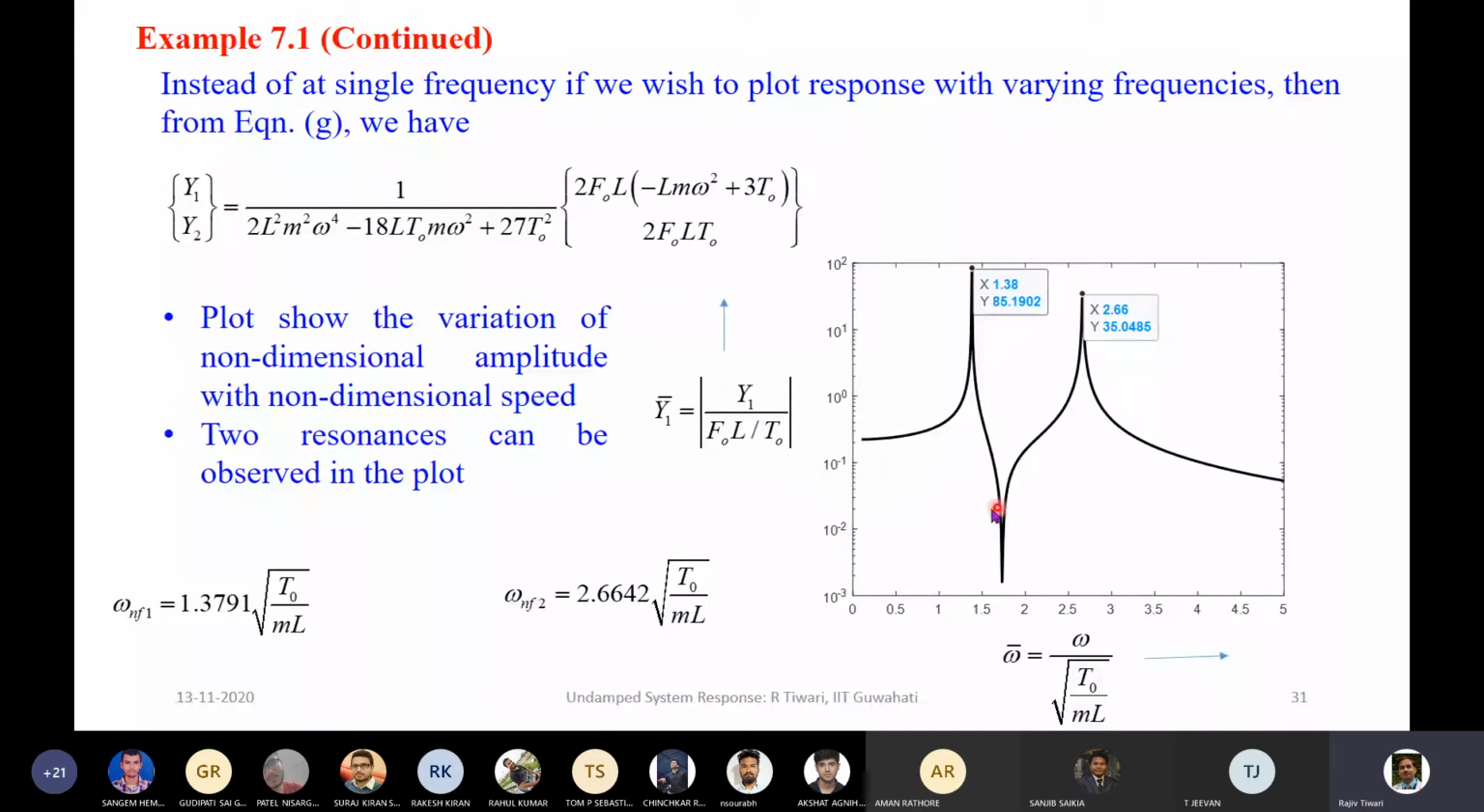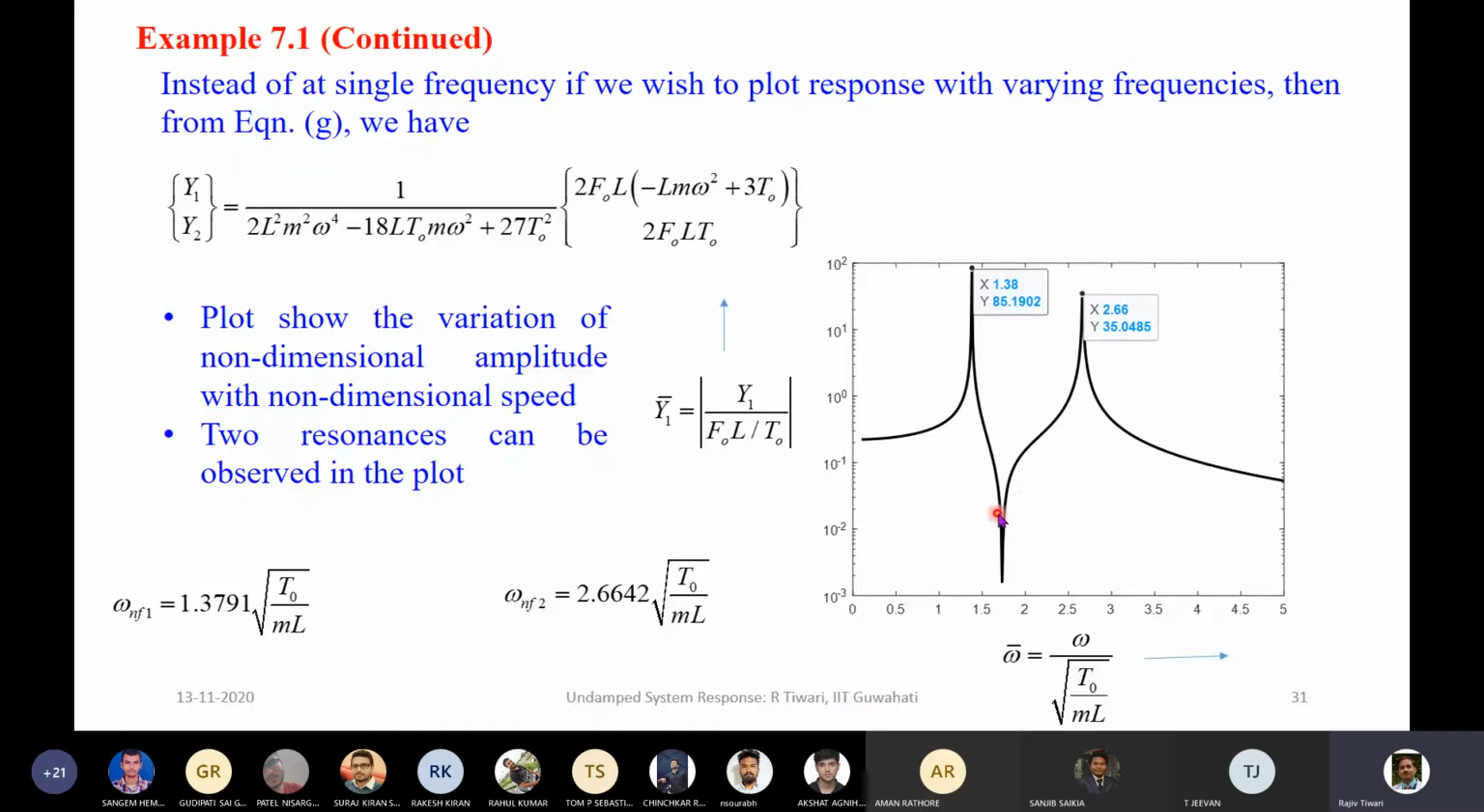So this is called resonance. This is called anti-resonance. So what is the physical meaning of this? In resonance, our amplitudes become very high. In anti-resonance, the amplitudes become very low. So why is it happening?